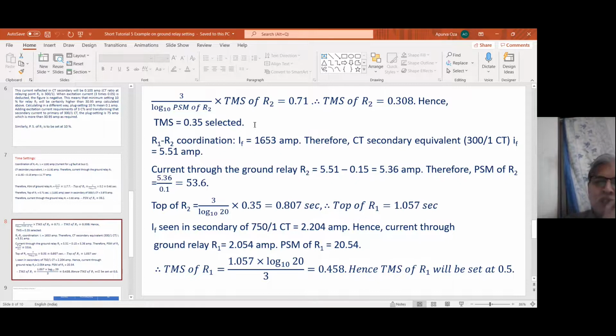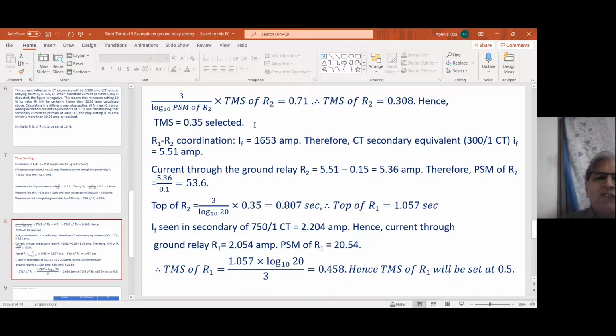And to use all facilities, you have to fully configure the relay so that using those facilities, you can make your power system available for more time and thereby earn more money. That is, if you are the owner of the electricity company, you will earn more money. So 0.35 I have selected for R2.